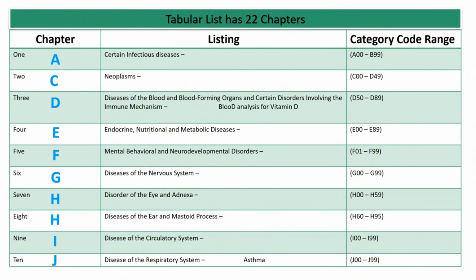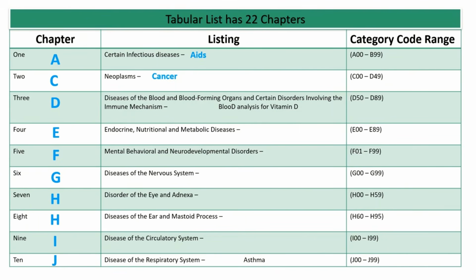All right, chapter 1, certain infectious diseases. When we think of certain infectious diseases, we think of the letter A. A is for AIDS, and you can find them in category code range A00 through B99. Chapter 2. This is the chapter for cancer. Yes, code series C00 through D49.